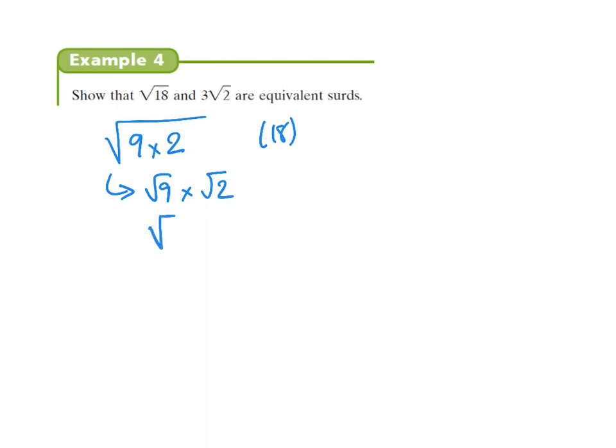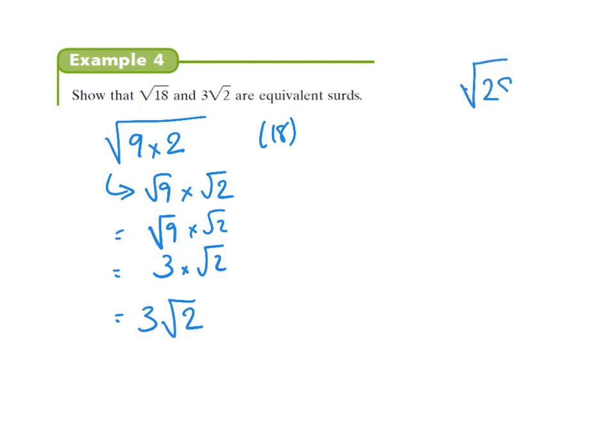Square root 9 is 3, and square root 2 we can't do, so it just stays as square root 2. So we just represent that as 3 next door neighbours means multiply, square root 2. Another example that may or may not be in your book that we can do is square root 28.